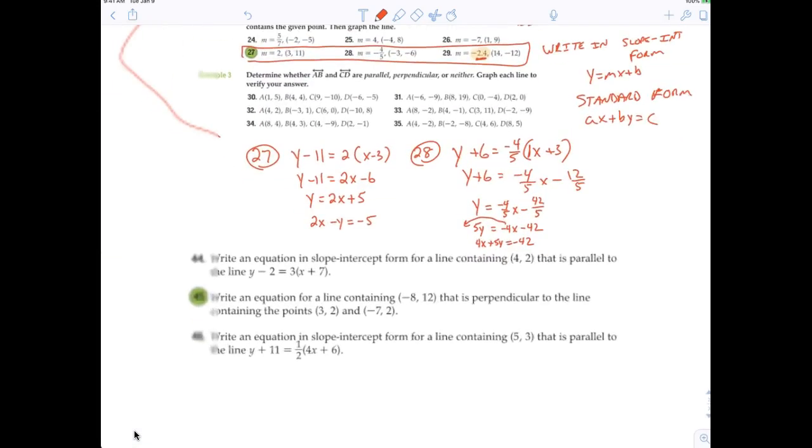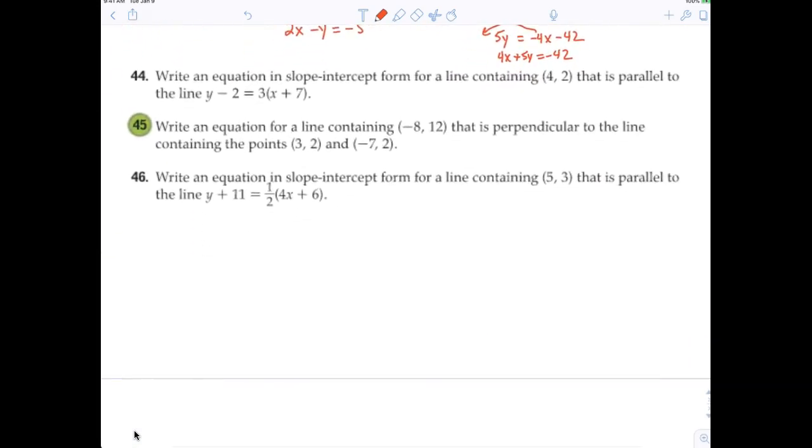All right, now let's go down to these problems down here. Number 44, 45, 46. I'm going to do all 3 of those with you because, again, those are the SAT type questions that are always on standardized tests. You have to be a master of them. All right, so here we go.